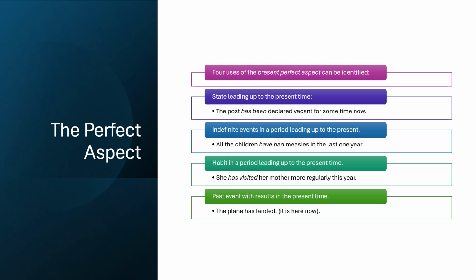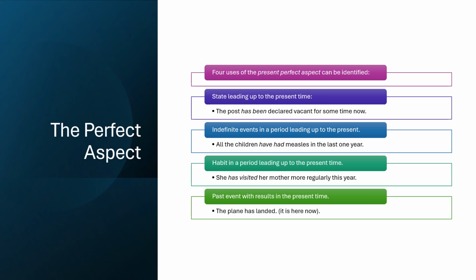So all the children have had measles in the last 1 year. So you see now that there has been what you call a pandemic of measles, and it started since last year and it is still in progress. So anyway, we don't know. Probably all the children, maybe they're going to fall in with it, or they fell in and they became well. But it is also something in the process, but it has happened. Yeah, I mean, it is happening, and it started sometime past. And so then you have the habit in a period leading up to the present time.